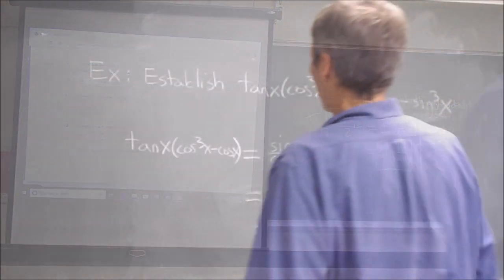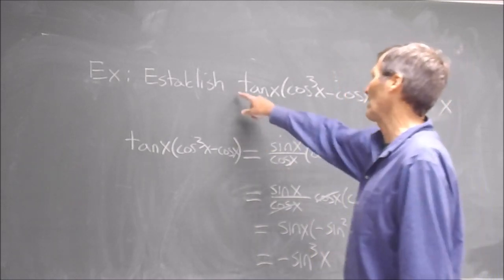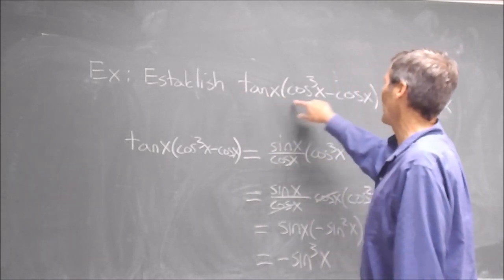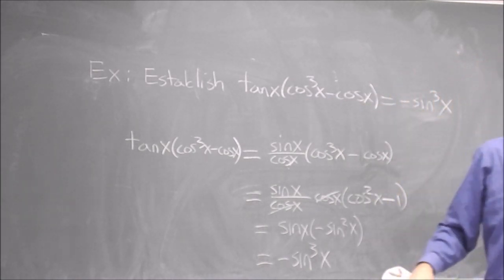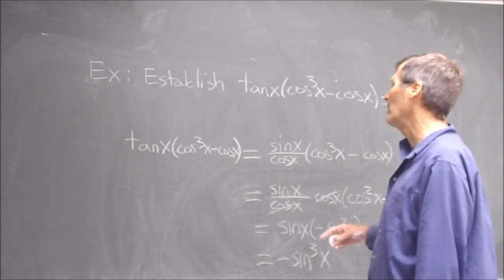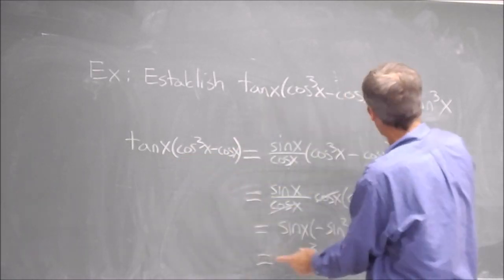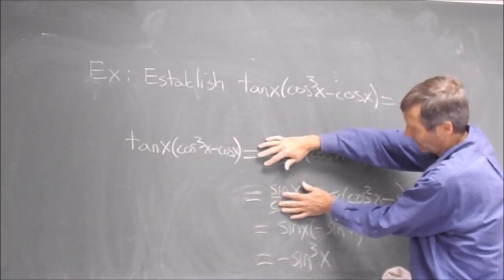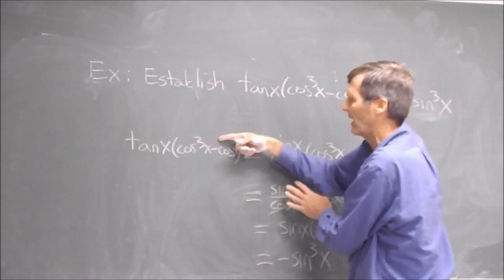Well, I thought there weren't enough establish-the-identity problems on the practice exam, so I added one more here. Suppose I wanted to show that tangent x times cosine cubed x minus cosine x is equal to minus sine cubed of x. How can I show that? Remember the rules of thumb? Work both ends toward the middle on an equation. Write this end over here, write this end down here, and then you just have to fill in the middle steps. You might follow the book's advice and start with the more complicated side.